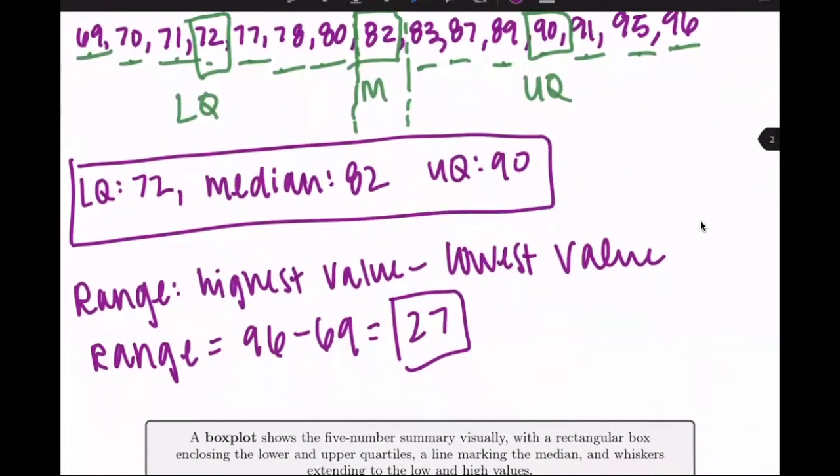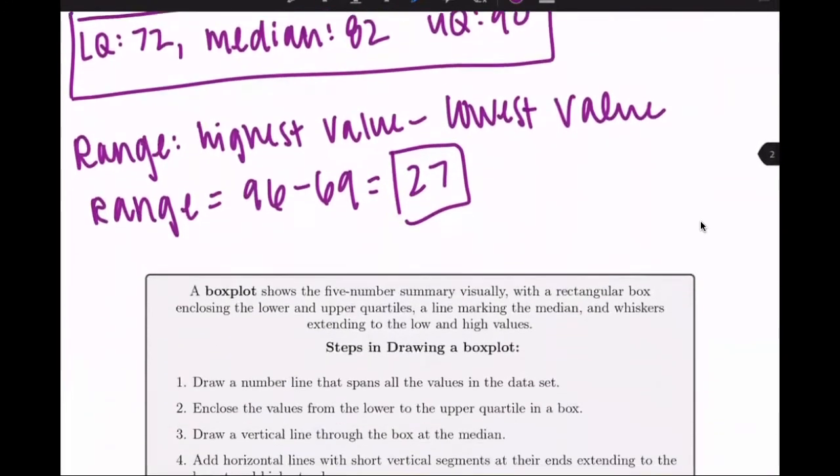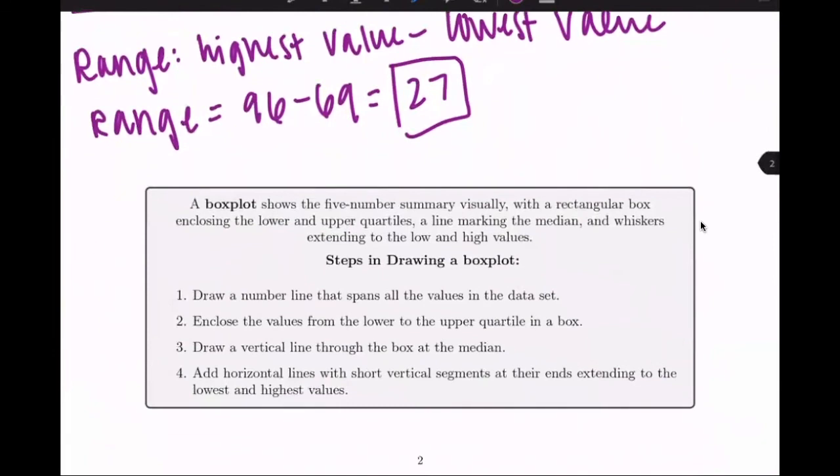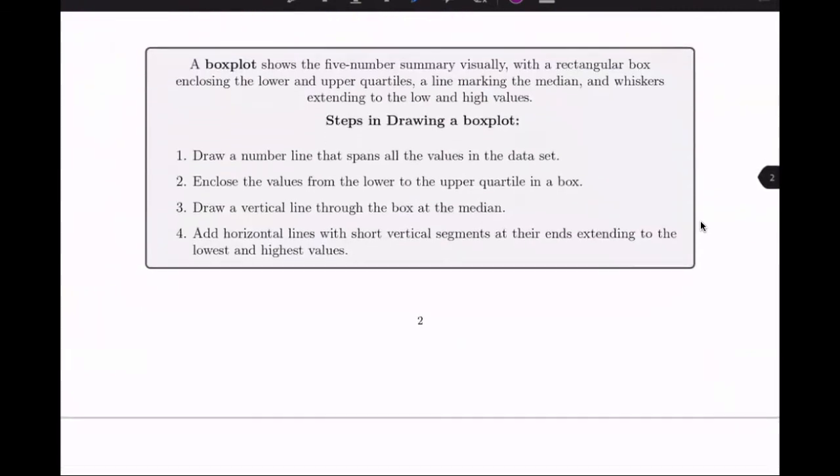Now we're going to use our lower quartile, median, upper quartile, highest and lowest values, our 5-number summary, if you will, to construct a box plot. A box plot shows the 5-number summary visually with a rectangular box enclosing the lower and upper quartiles, a line marking the median, and they call them whiskers. I like to call them lines. Lines that extend to the low and high values. Steps in drawing a box plot. We are going to draw the number line. We're going to enclose the values. We're going to draw a vertical line at the median, and then we're going to draw horizontal lines connecting the lowest and highest. So let's go through it step by step with an example.